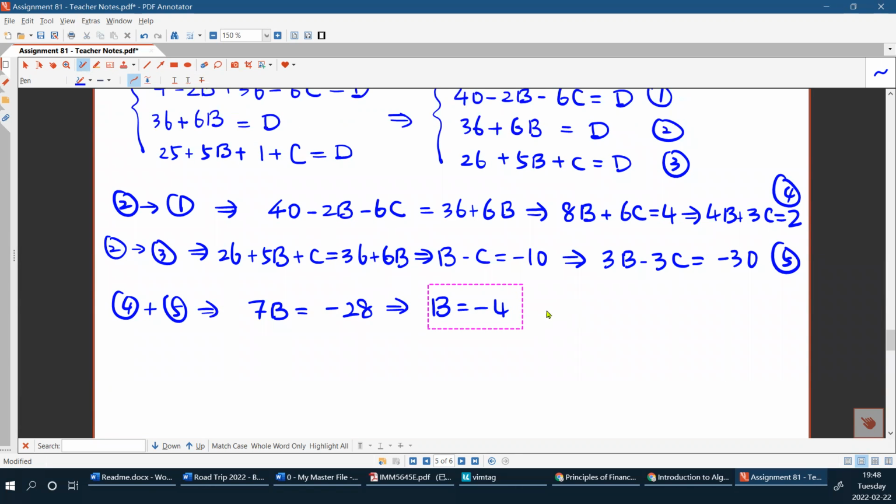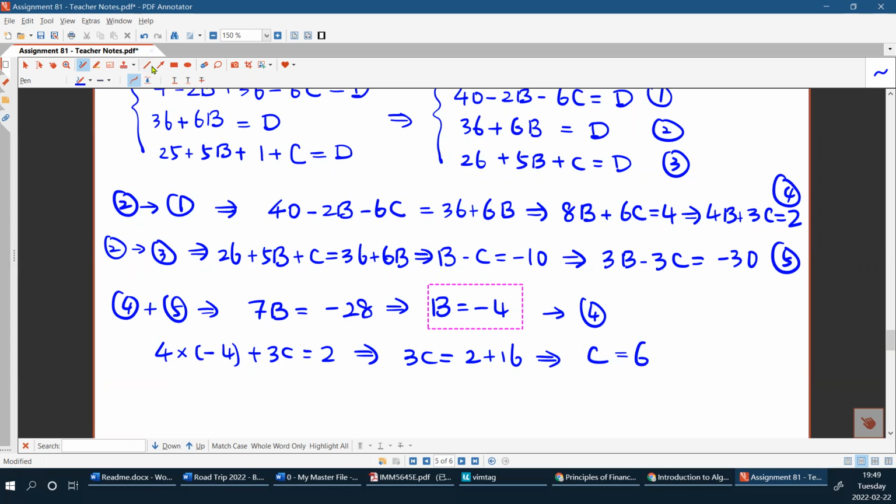Okay, so when b is -4, we can put it into equation number 4, right? So that means 4 times -4 plus 3c is 2. This means 3c equals 2 plus 16, which means c is 6, right? And we have successfully solved the c.